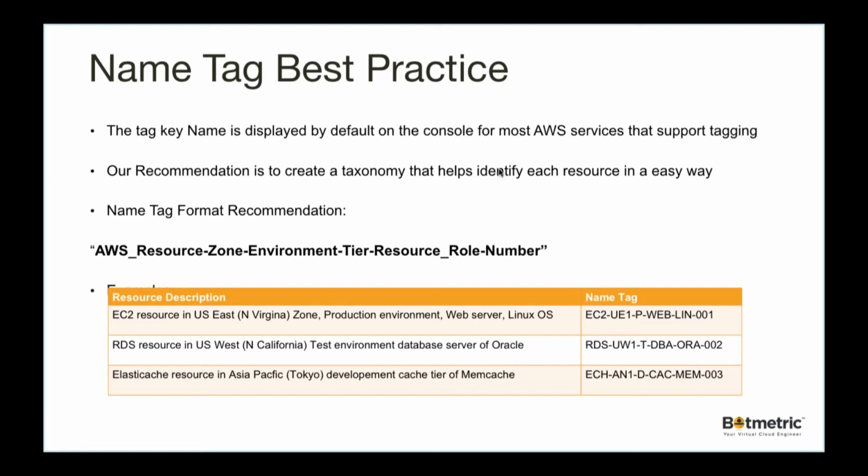So below you can see that there are examples which I have put: EC2-UE1-P-web-lin and the number. So in English, it's nothing but an EC2 instance resource is provisioned in US East data center in production environment. It's a web server and having a Linux operating system.